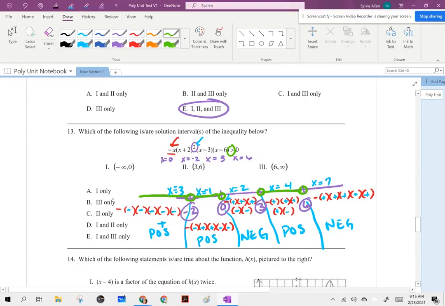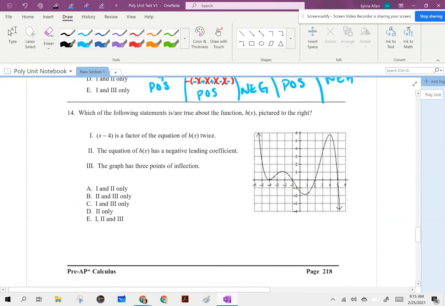So that interval right here is not right because of the fact that it includes negative 2, and that's not okay. This interval from 3 to 6, notice that it's not brackets. So from 3 to 6 is positive, and then from 6 to infinity is not true. So we are looking at Roman numeral 2 only. So 13 is C. All right, last multiple choice.